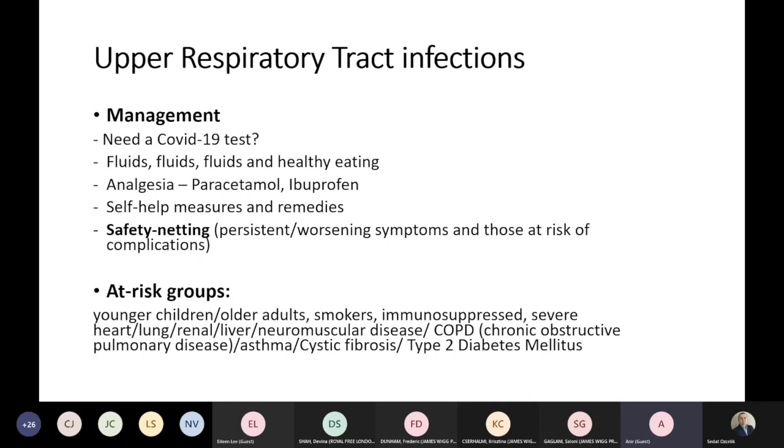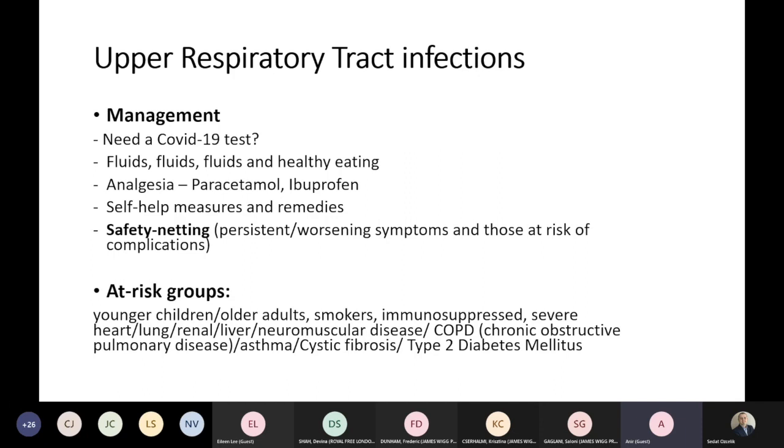So as we know, it is viral, so their immune system will ideally fight the infection. However, it's important they keep hydrated, and then we advise them to keep a healthy, balanced diet. The NICE guidelines actually recommend considering simple analgesic methods like paracetamol, ibuprofen. And it talks about using self-help measures, which we'll go through on the next slide.